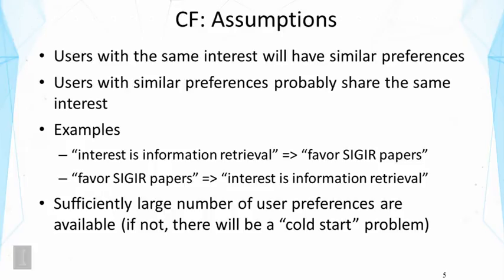So another assumption we have to make is that there are sufficiently large number of user preferences available to us. So for example, if you see a lot of ratings of users for movies, and those indicate their preferences on movies. And if you have a lot of such data, then collaborative filtering can be very effective. If not, there will be a problem, and that's often called a cold start problem. That means you don't have many preferences available. So the system could not fully take advantage of collaborative filtering yet.